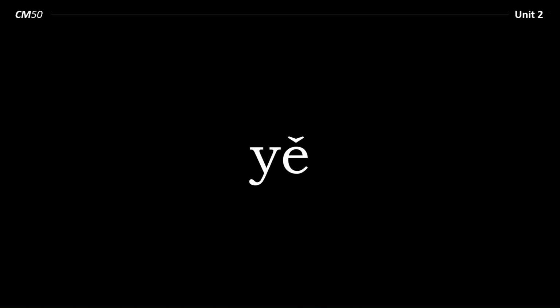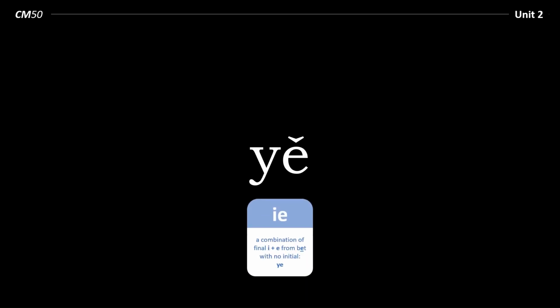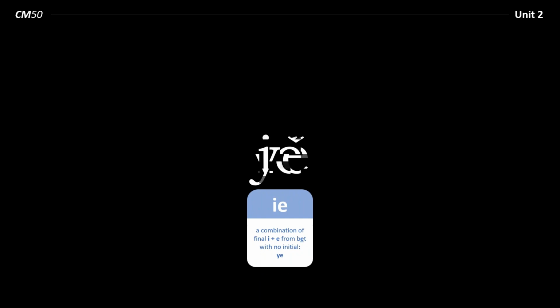What about this word ye, which means also? What is this syllable made up of? Actually, it is just the final ie. It doesn't actually have a real initial. So its true form is just this. However, as a visual aid for pronunciation, pinyin adds y, so that readers can know how the mouth should be formed when pronouncing this final.